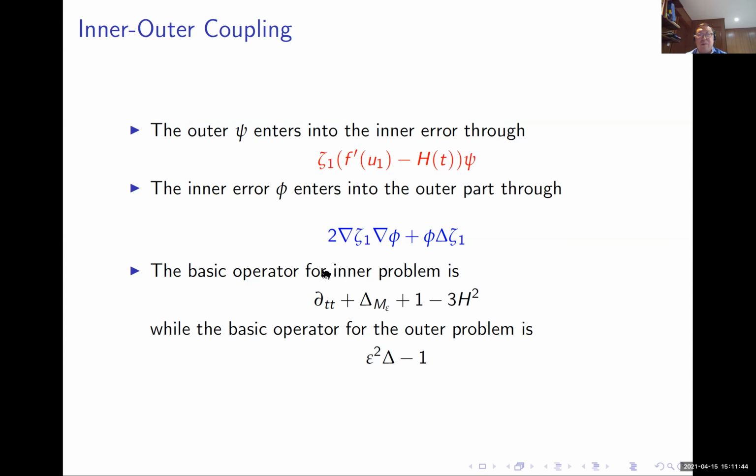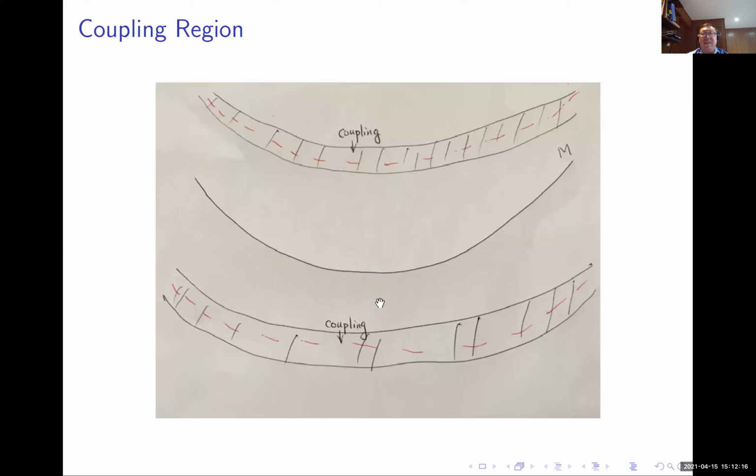So the operator for the inner problem is the DTT plus Laplace m, plus 1 minus 3. I should use W square. Right, and the basic operator for the outer problem is just Laplace minus 1. Okay, it's just Laplace minus 1 for the outer problem. So I have one problem I start with, and I divide it into two problems, the inner problem and the outer problem.